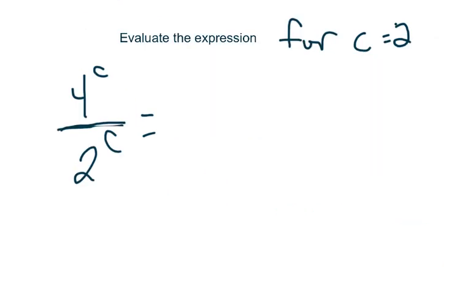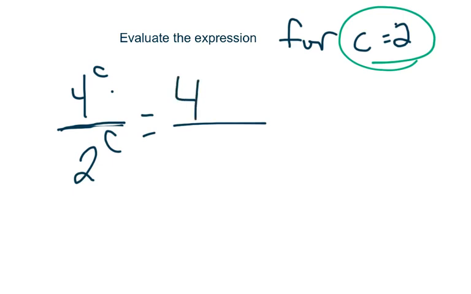Our next example is we're going to evaluate this expression, 4 to the c power divided by 2 to the c power, when c is 2. Every time you see the letter c, we're going to put the number 2 in for it. We start with 4, and we have the letter c, so we put a 2 there. Next, we have the number 2 with the letter c, so we put a 2 in for that. Now you do the math for each of these numbers.